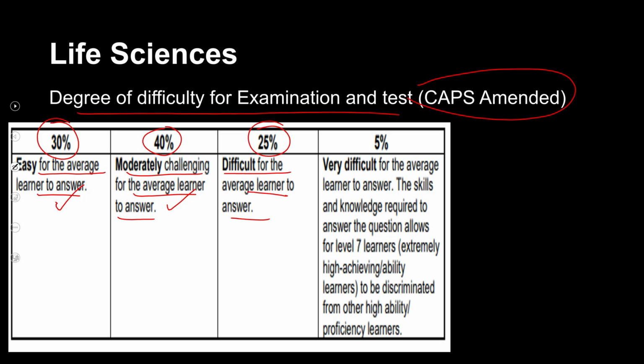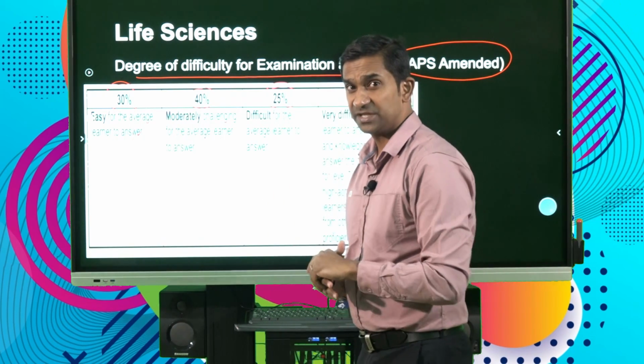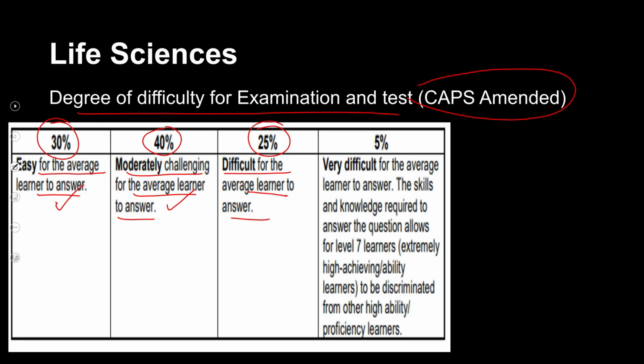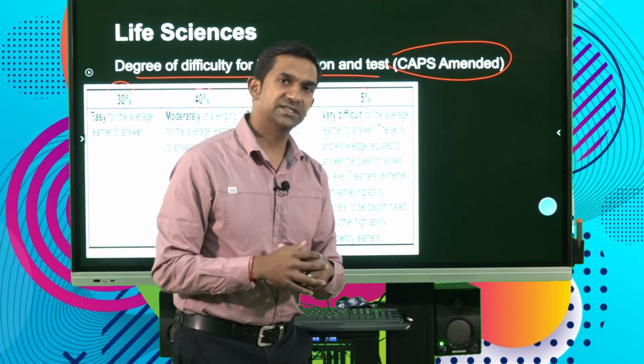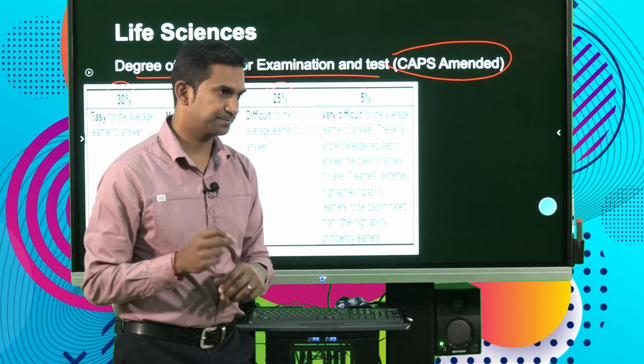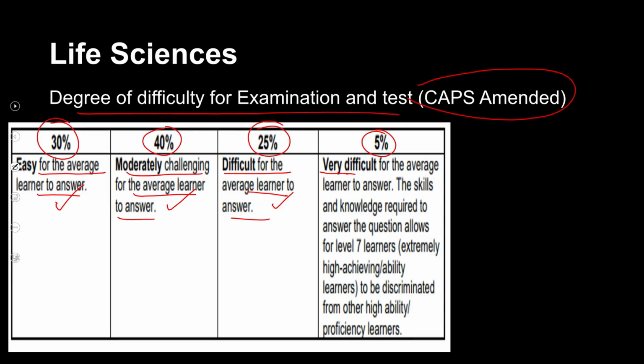We find that 25% is difficult for the average learner to answer. Again, this would be questions that require synthesis, evaluation, and presenting information in the form of an essay or longer response questions. So that is again differentiating your above average learners. And then we have 5%, guys. If you struggle with concepts, know that 5% of the question paper is really going to be challenging. So you've got to work hard and prepare for that level of difficulty in the exam paper.